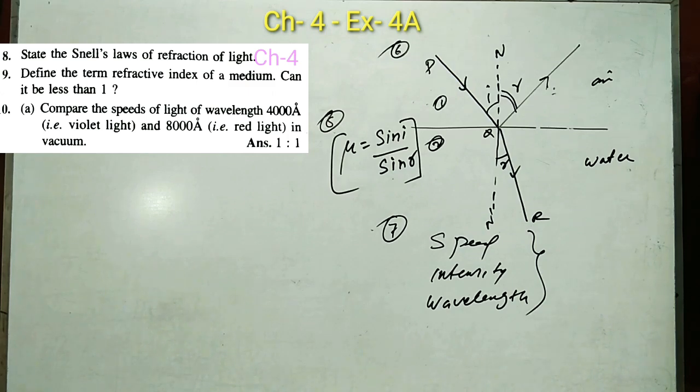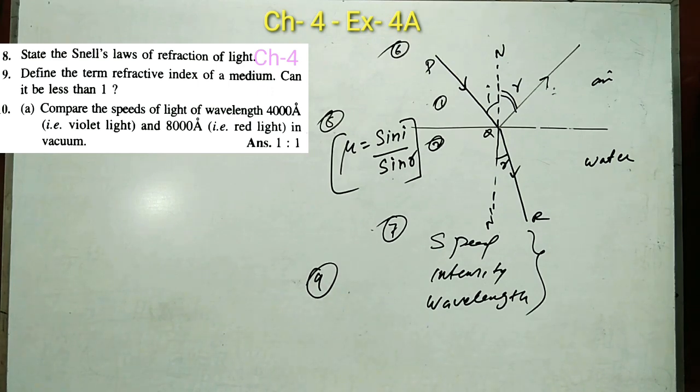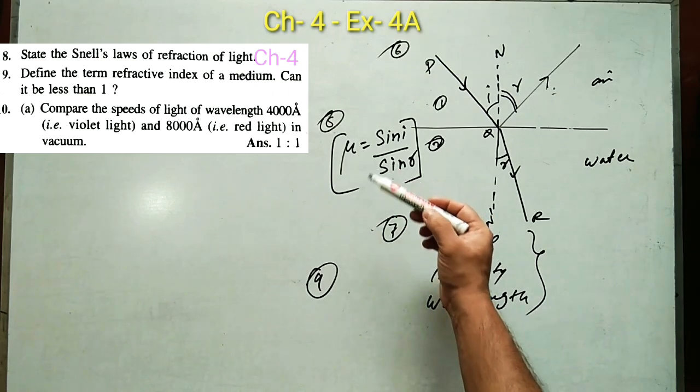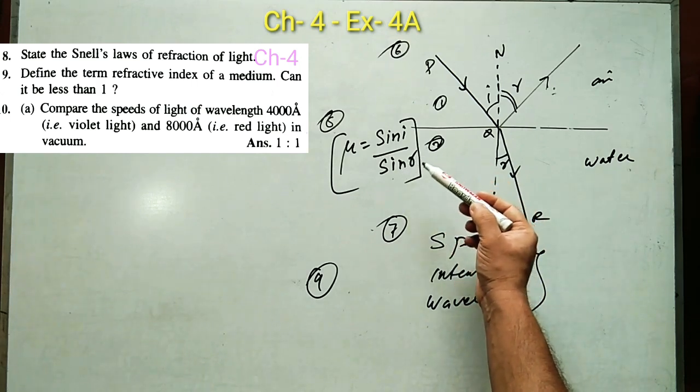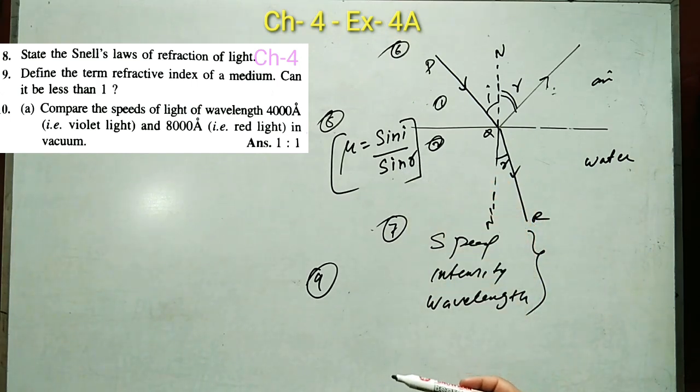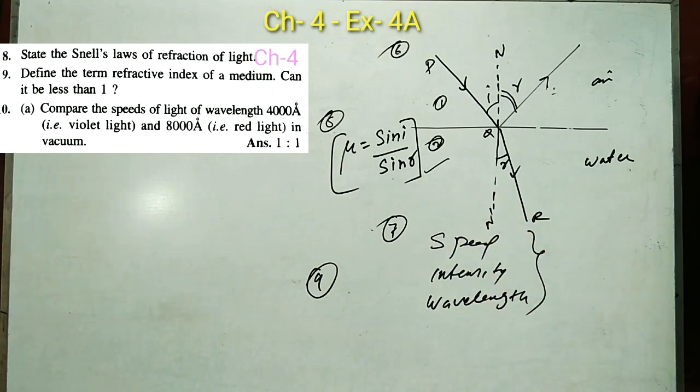Now question number 9. Define the term refractive index of a medium. Can it be less than 1? You have to give the definition of refractive index. What is refractive index? Refractive index is the light bending capacity of a medium. Mathematically, it is defined as the ratio between the sine of the angle of incidence in the rarer medium to the sine of the angle of refraction in the denser medium, which is a constant for that pair of media, known as refractive index. So you can write the meaning of refractive index as light bending capacity, and you can define refractive index in terms of Snell's law.